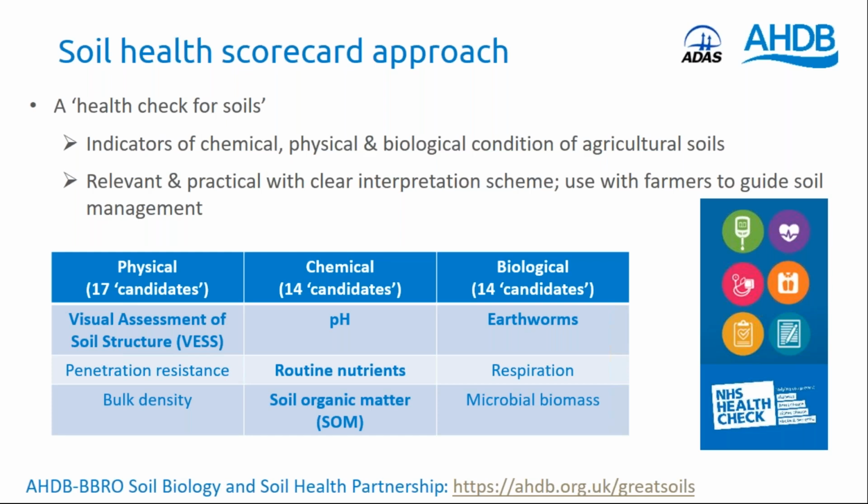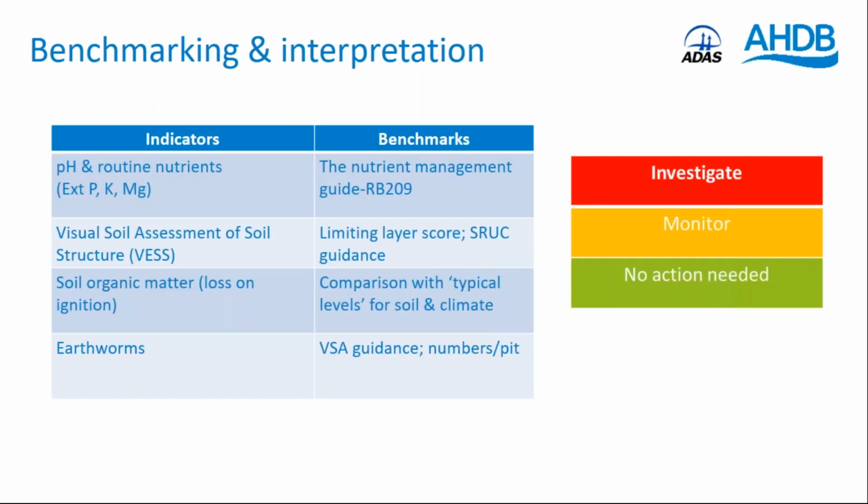Then on the chemistry side, a sample is sent off to the lab for pH, routine nutrients and organic matter content. On the biological side, linking with the VESS assessment, we count the earthworms. We're also exploring how we might assess the microbial side of soil health, looking at respiration rates and microbial biomass. At the moment, the scorecard we're working with has the indicators I've highlighted in bold. If we flip to the next slide, please.